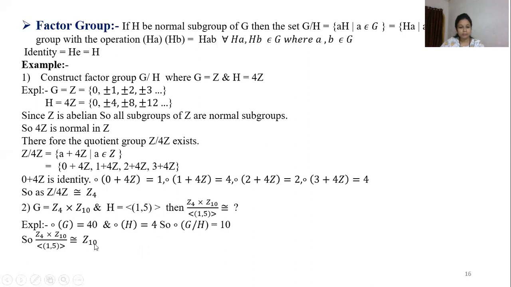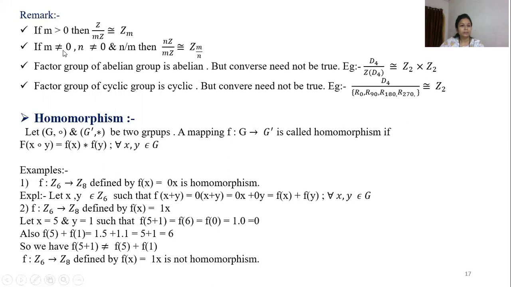Why must it be isomorphic to Z10? Because this is abelian, Z10 is also abelian. Let us go with the remark. If m is greater than 0, then Z upon mZ is isomorphic to Zm. This is the important one.